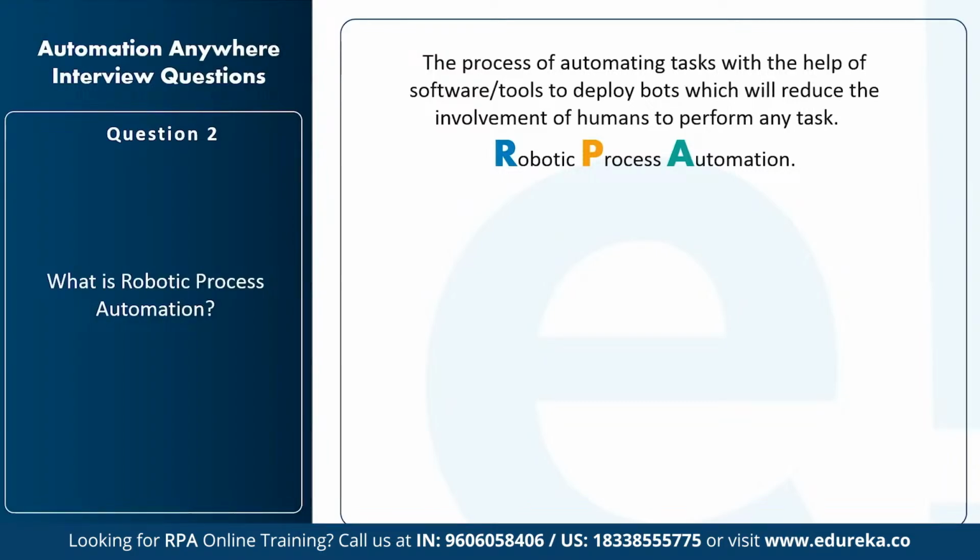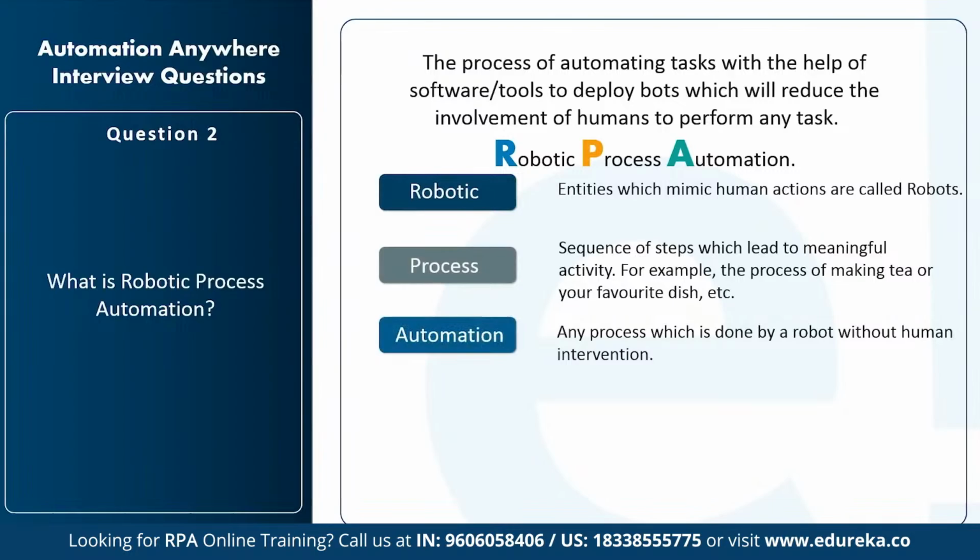So over here, if you look at the term robotic process automation, then there are mainly three terms that you need to understand. That is robotic, process, and automation. Let me explain each one of them one by one. Starting with robotic: robots are basically any entities which mimic human actions, and with the help of these bots, you can automate any task.